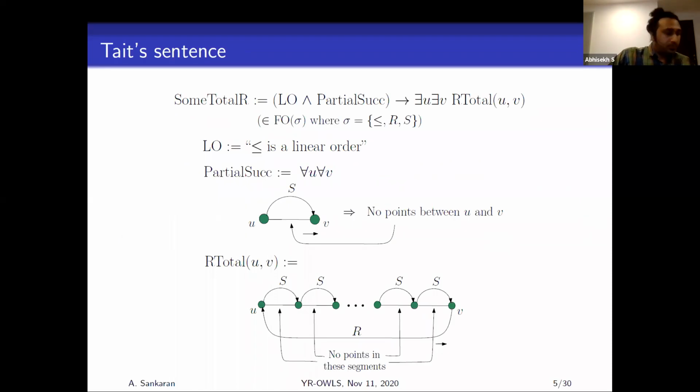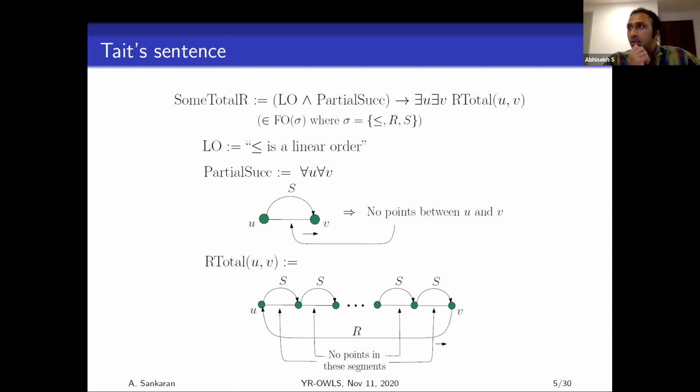Okay, here is the sentence. Sentence sum total R is basically saying that if the structure is a linear order, and the S relation. So it's a sentence over a vocabulary which contains 3 binary predicates: less than, R, and S. Less than is interpreted as a linear order. I'll talk about how R and S are interpreted. So LO, less than, is a linear order.